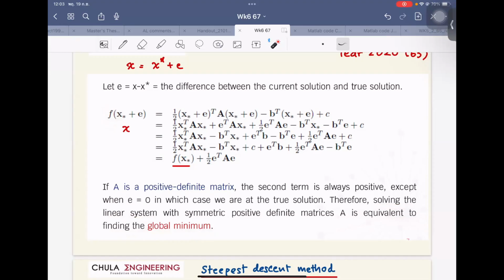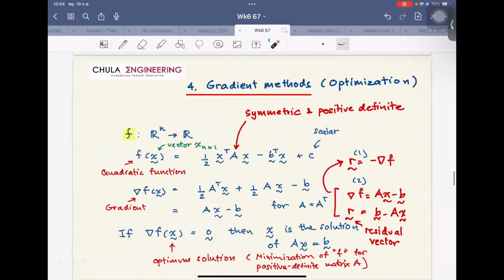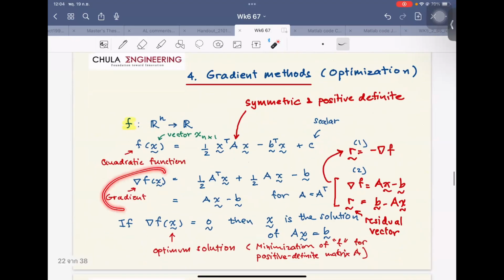But actually, the optimization involves general functions. We will talk about that later. Here, we learned that if the function is a quadratic function, when you take the gradient, you find that the vector x that makes the gradient equal to 0 is the one that satisfies the linear system, the quadratic function defined by this one.